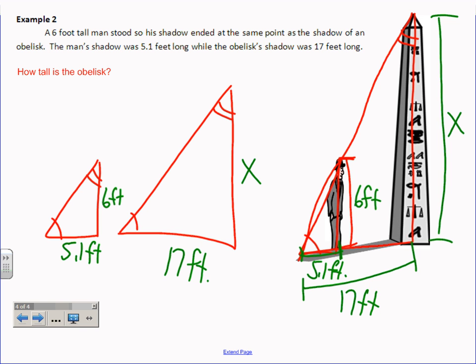Here's what a lot of people like to do. Go with the one you know, 5.1 over 17 equals. So how would we write the other ratio? Yes? I've been told 6 over x. So 5.1 over 17 equals 6 over x. Is that correct? That'll work. So go ahead and solve it right now.